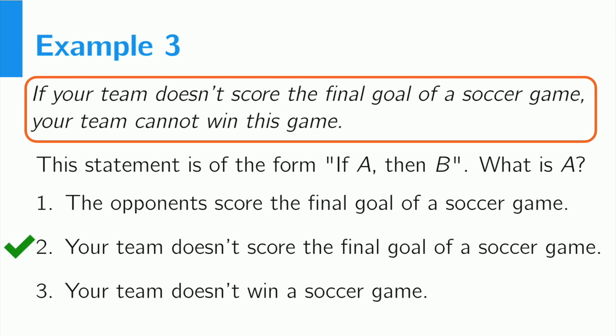This is correct. Since the statement was already written in this way, it is fairly obvious what the statements A and B are. This is not correct. The fact that your team does not win a soccer game is exactly what the statement claims to be true. So it is the result of the implication. It is the B statement in if A, then B. Can you try again?